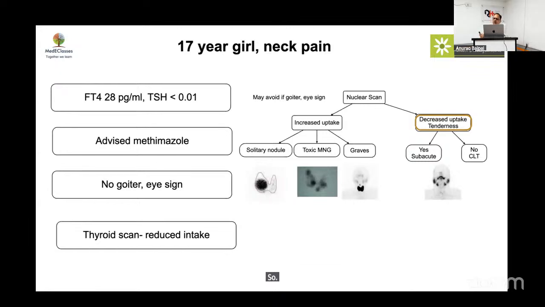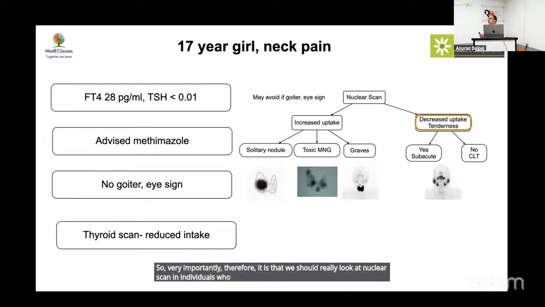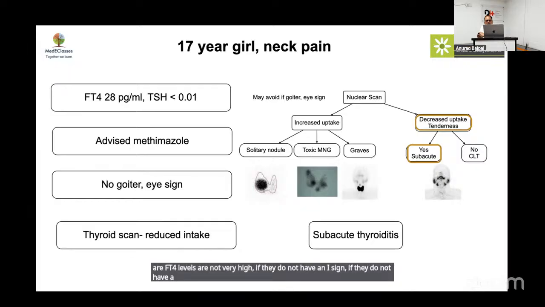So very importantly, we should really look at a nuclear scan in individuals who have features of thyrotoxicosis, especially if their FT4 levels are not very high, if they do not have an eye sign, if they do not have a goiter.